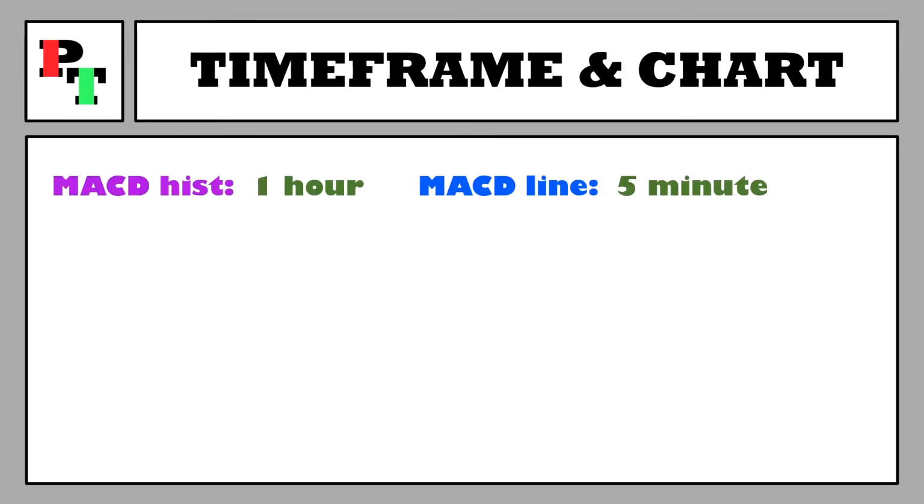Those indicators, though, they are going to be used on 2 different time frames. The MACD histogram we're using for filtering will be on a longer time frame. That will be the 1 hour chart. We want a more reliable look back from it. And that means we can get on a quicker time frame with the MACD line entry signal, so that will be on the 5-minute chart. Hopefully we get a few signals from that.